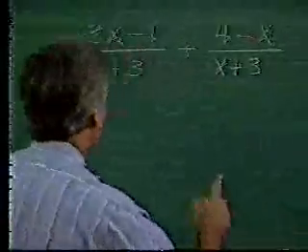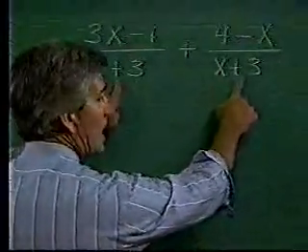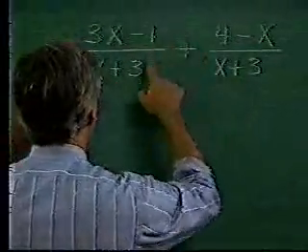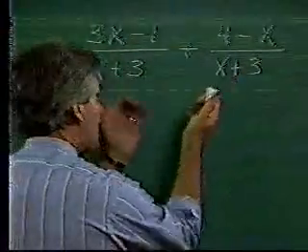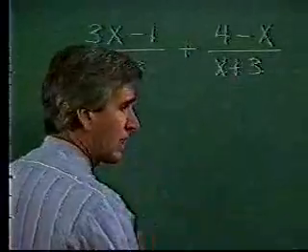Here's a problem in which we have that common denominator. We have 3x minus 1 over this denominator, 4 minus x over the same denominator. When there's a common denominator, you know, all we do is collect numerators. It's kind of like this.